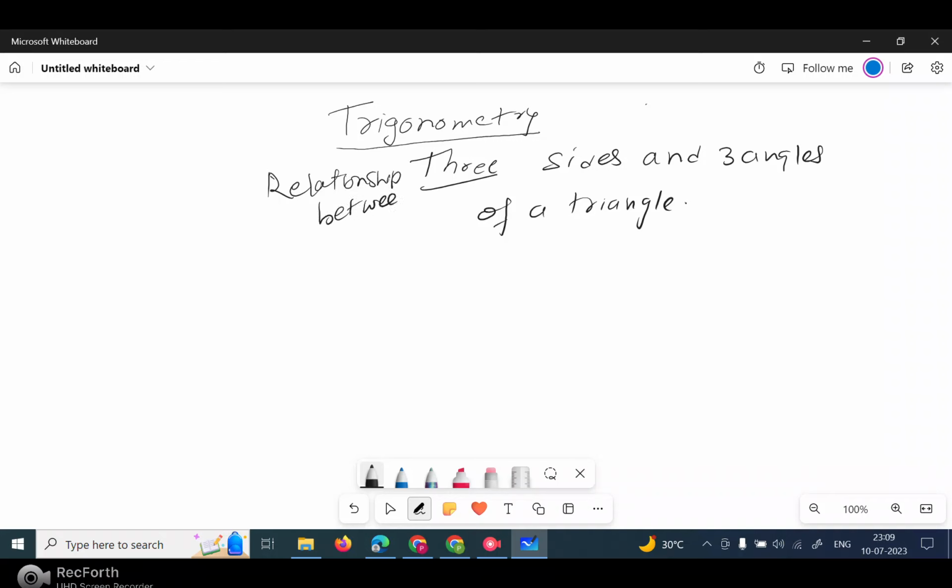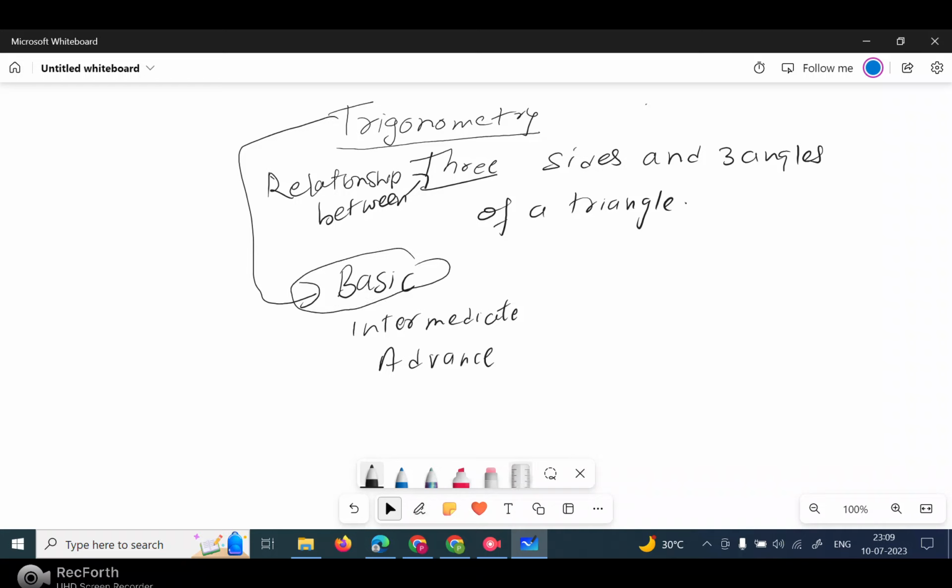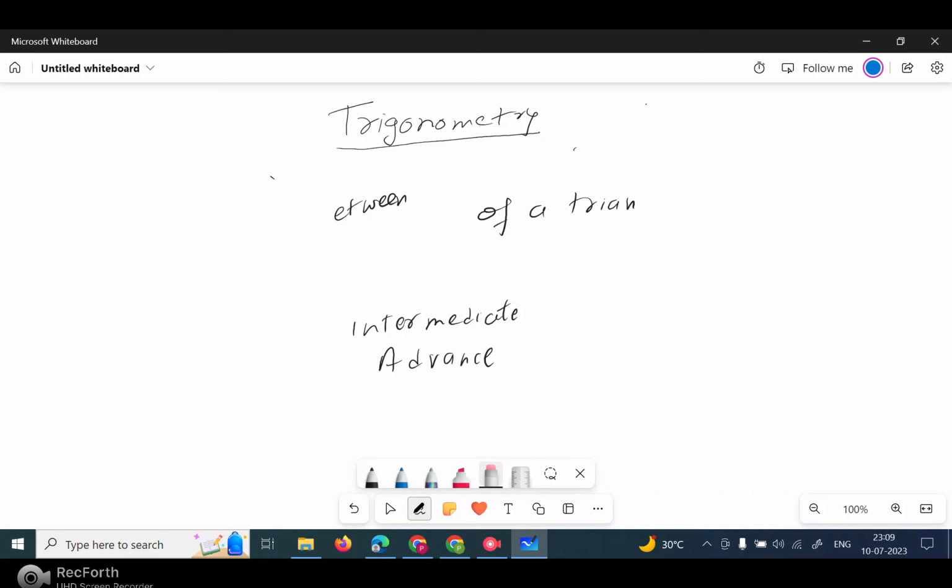You can say it is the relationship between three sides and three angles of a triangle. Now, let us go with the basics of it first. Then you will go to the intermediate level of it, and then you will go to the advanced level of trigonometry. So, what is our first one? The basics.